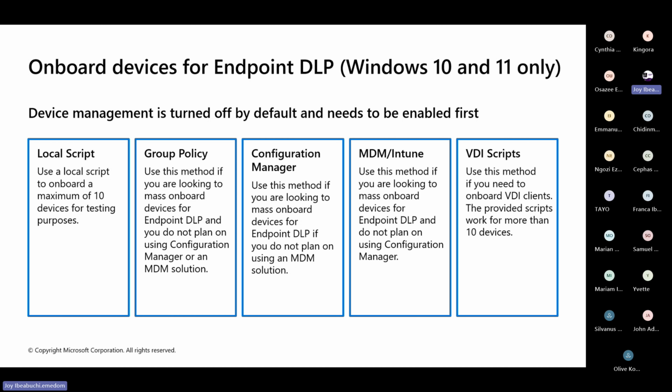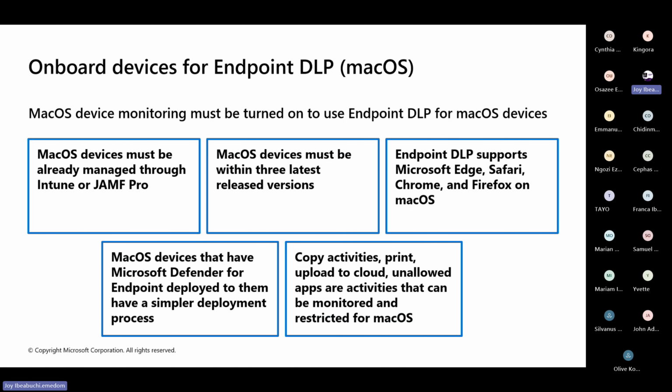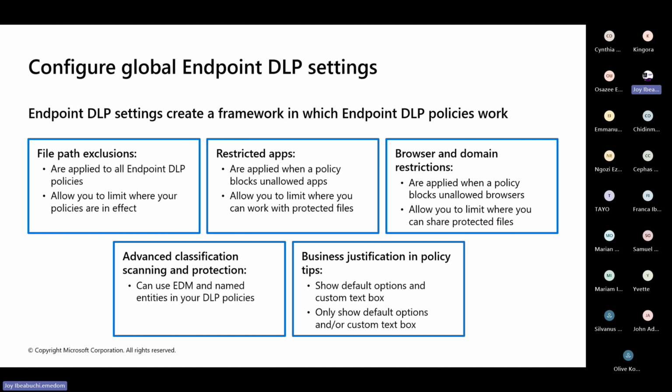So there's a whole lot: either local script, group policy, Configuration Manager, Intune, or script for VDI. What you will typically do is onboard that device, whether it's even macOS. Once you've onboarded the device, you now push your DLP policies, which can be global or specific, and the policies can be very specific to even file paths, right? It can be specific to an application. It can say if the person is using Outlook, the moment the person wants to copy from Outlook to anything outside Outlook, block or limit.